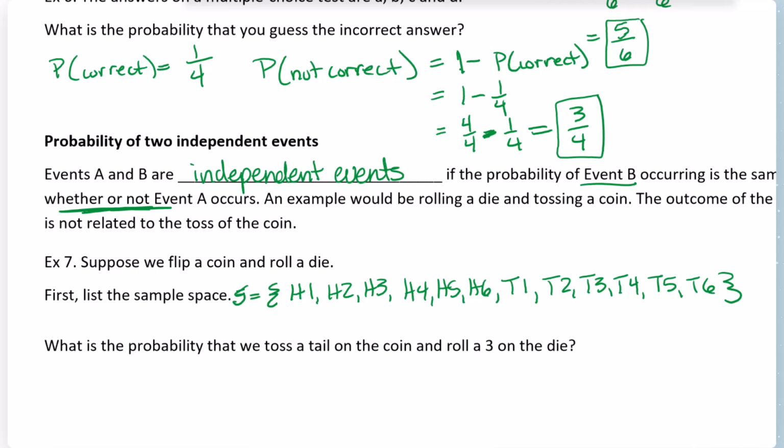What's the probability that we toss a tail and roll a 3? So basically we want to know, what's the probability of tail 3? Well, out of our possibilities, there's 1 that qualifies, but how many did we have altogether? 1, 2, 3, 4, 5, 6, 7, 8, 9, 10, 11, 12. So 1 of the 12 has tails, then a 3.